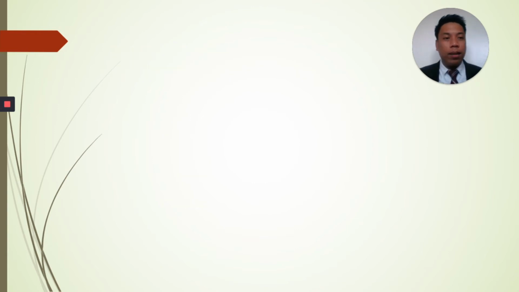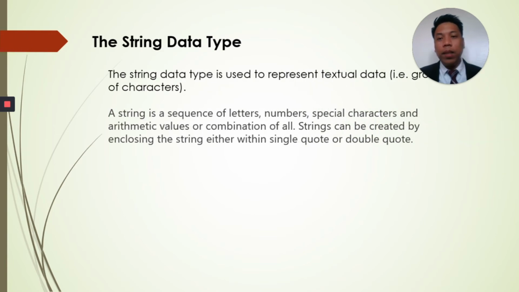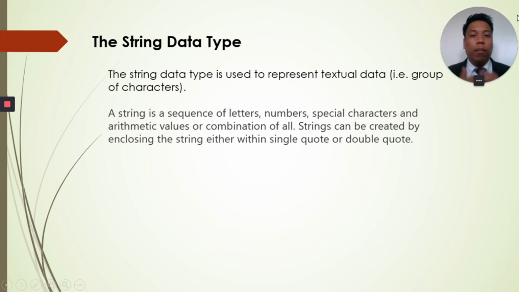The first one is the string data type. The string data type is used to represent textual data or group of characters. A string is a sequence of letters, numbers, special characters, and arithmetic values or combination of all. String can be created by enclosing the string either within the single quote or the double quote.